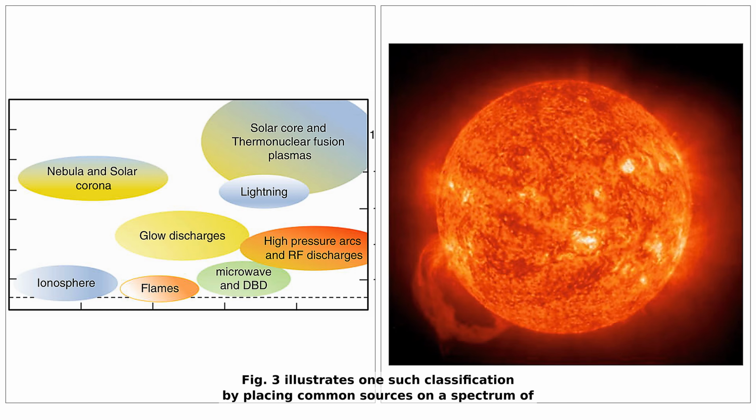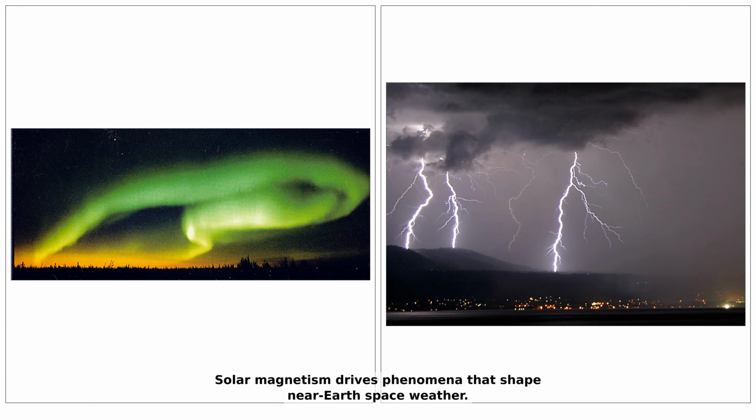A simple but useful classification is natural plasmas versus man-made plasmas. Figure 3 illustrates one such classification by placing common sources on a spectrum of energy levels and ionization. The excerpt uses the Sun as the most accessible natural plasma example. Figure 4 connects the Sun's immense output to thermonuclear fusion in the core, where temperatures reach 10^6 to 10^7 K, and the plasma is essentially fully ionized. Solar magnetism drives phenomena that shape near-Earth space weather.